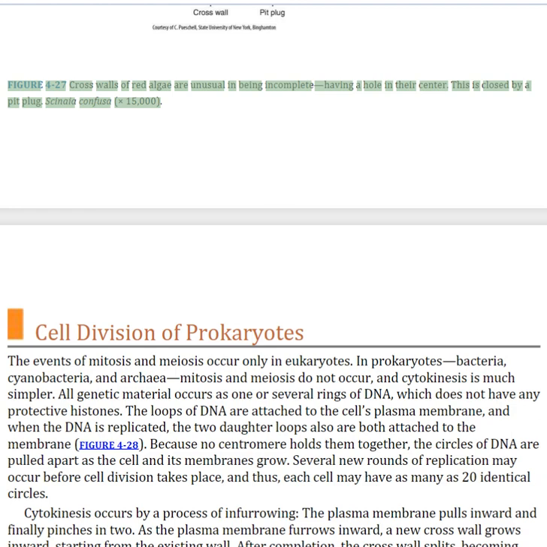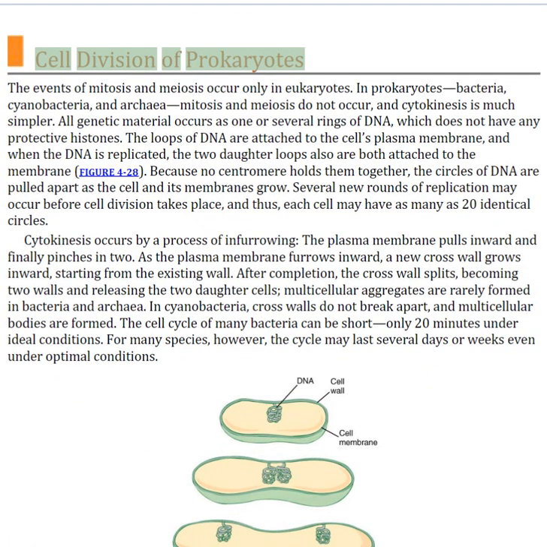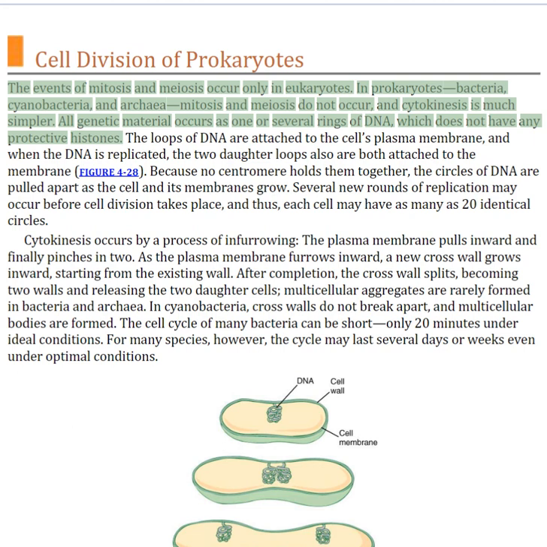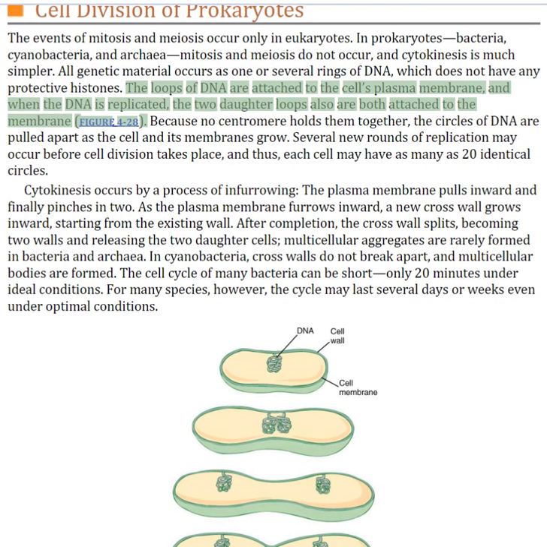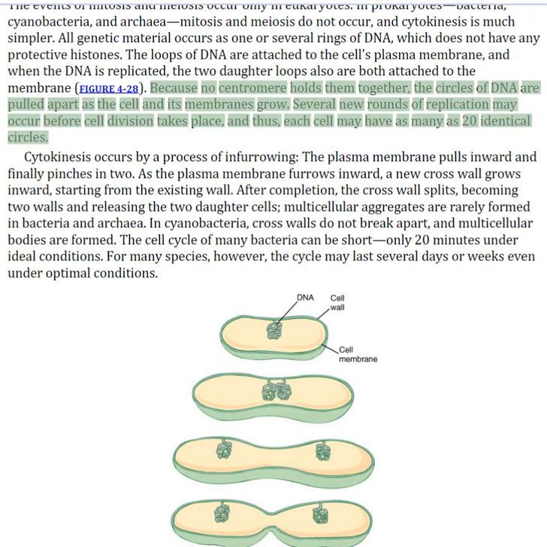Cell division of prokaryotes. The events of mitosis and meiosis occur only in eukaryotes. In prokaryotes, bacteria, cyanobacteria, and archaea, mitosis and meiosis do not occur, and cytokinesis is much simpler. All genetic material occurs as one or several rings of DNA, which does not have any protective histones. The loops of DNA are attached to the cell's plasma membrane, and when the DNA is replicated, the two daughter loops also are both attached to the membrane. Because no centromere holds them together, the circles of DNA are pulled apart as the cell and its membranes grow.